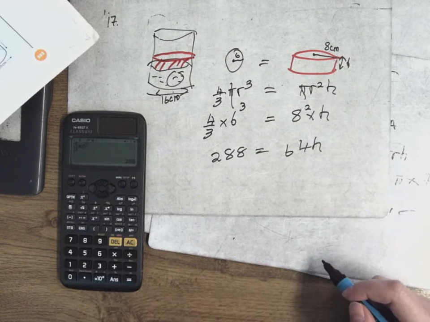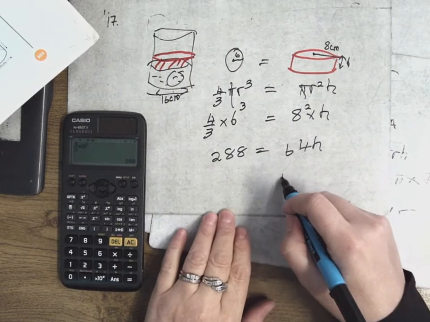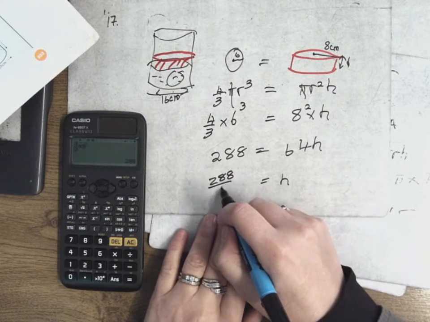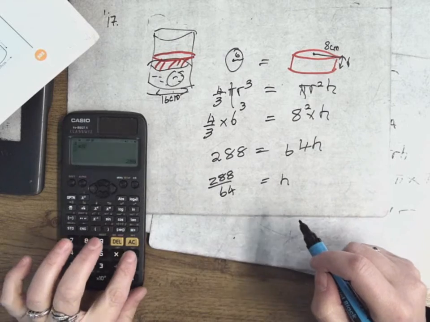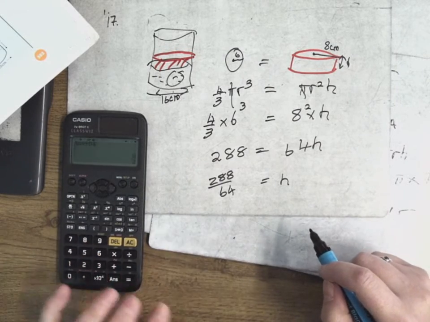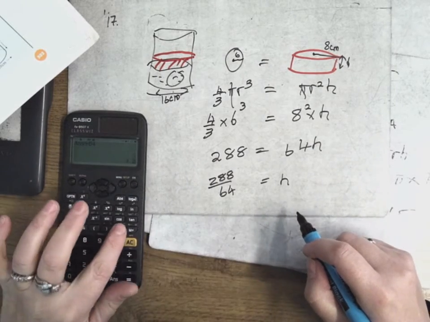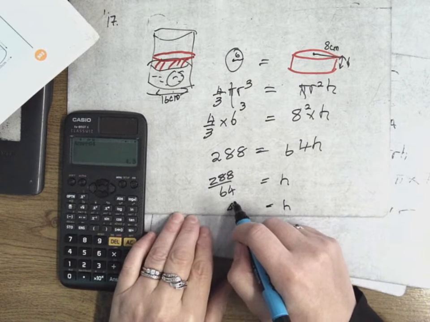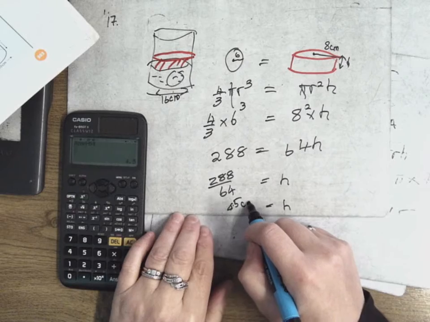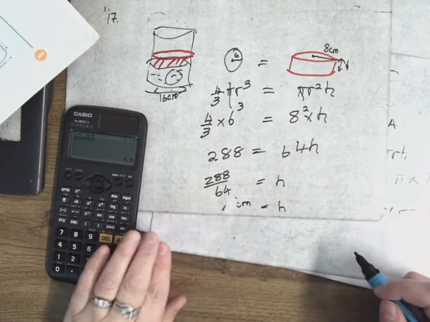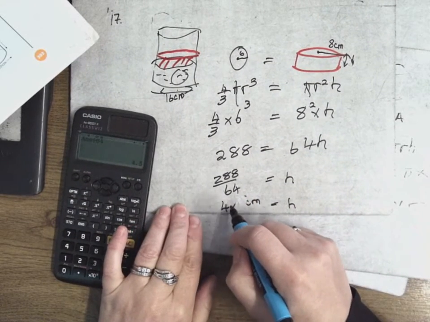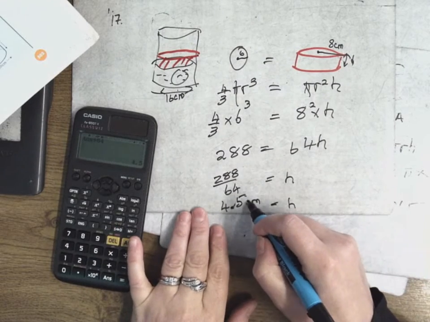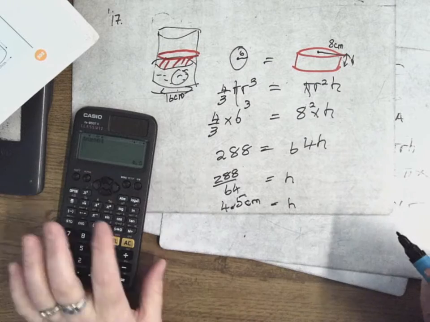Say that again? Yeah, h is equal to 288 divided by 64. Divided by 64 equals 4.5. So h is equal to 4.5, and everything is in centimeters. So that says 4.5. Sorry, guys. 4.5. Is that okay? Are we okay with that?